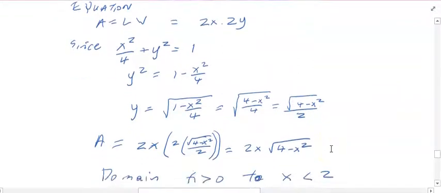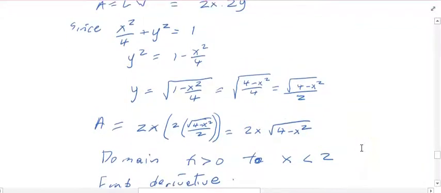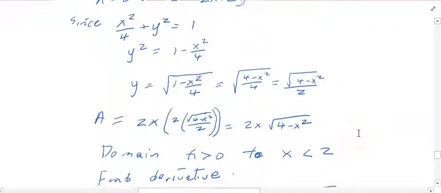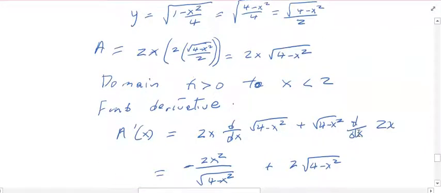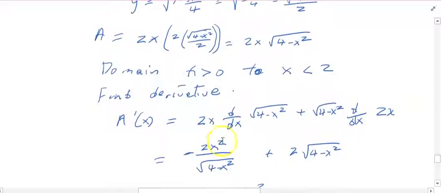So we plug that back into our area function, replacing y with radical 4 minus x squared over 2. So A will be equal to 2x times 2 radical 4 minus x squared over 2, and that would be 2x radical 4 minus x squared. Our domain here is x greater than 0 and x less than 2. I want to find the derivative and then set it equal to 0 to find the maximum.